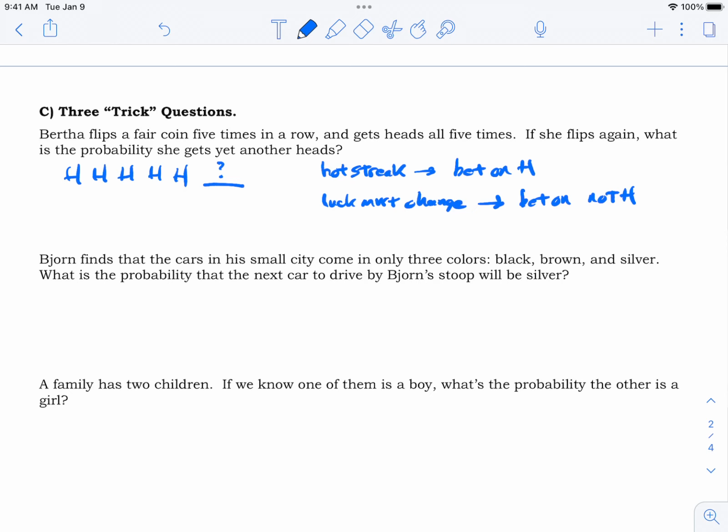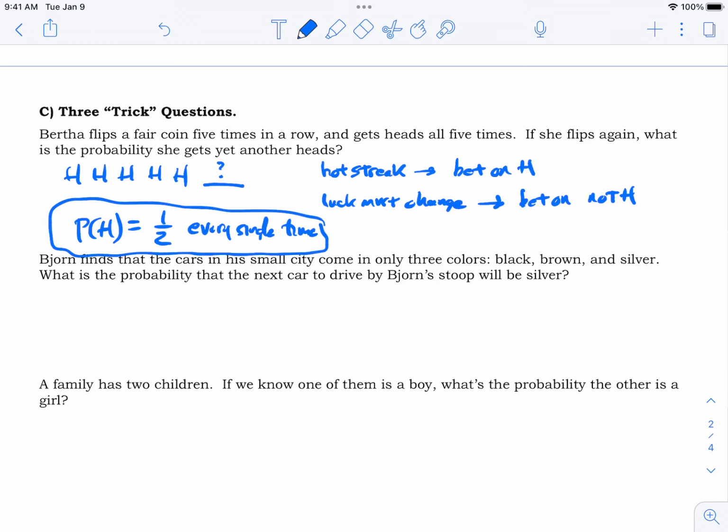Okay, so which do you think is right? Is this a hot streak and should bet on heads? Or is the luck bound to change? It has to change. There's no way you could get 6 in a row. That'd be crazy. So it's going to have to be a tails now. Well, the answer is that the probability of heads is always a 50-50 or a 1/2, right? It's either heads or tails. So 1 in 2. Every single time. Assuming it's a fair coin, which we did. So it's always a half every single time.